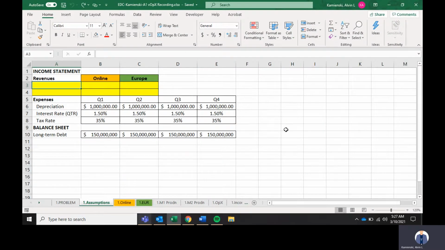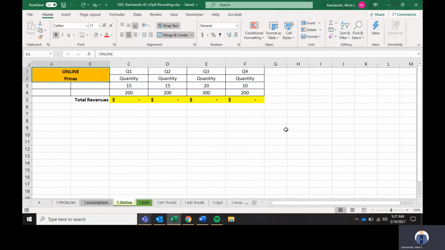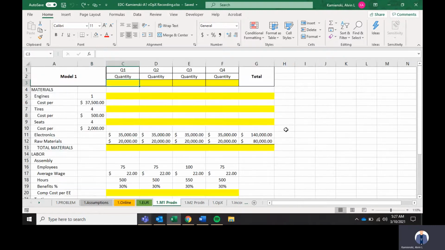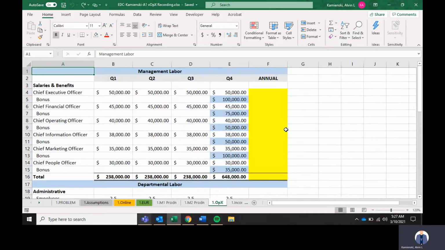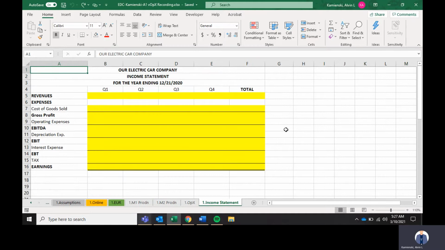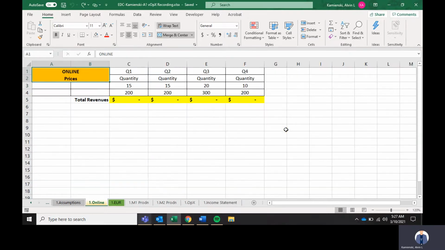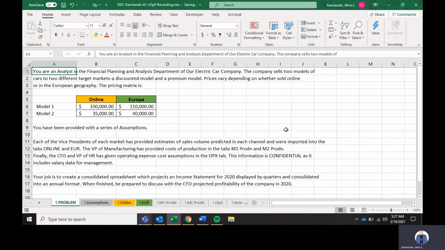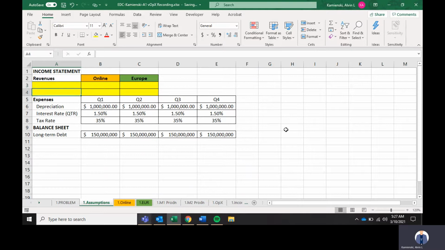As we scroll through to assumptions, online, Europe, Model 1, Model 2, OpEx, and then ultimately the income statement, everywhere that is yellow is where we are going to be doing some degree of formula or reference. So let's go ahead and get started.